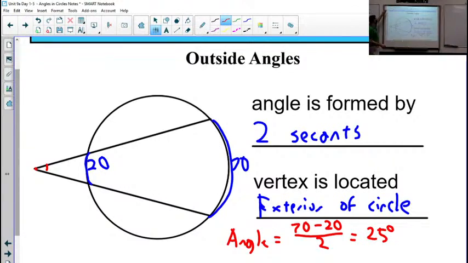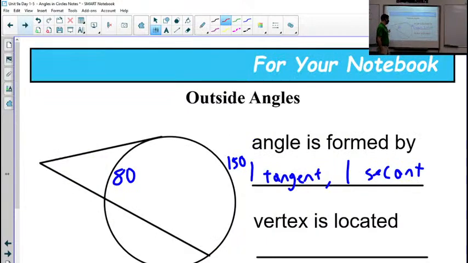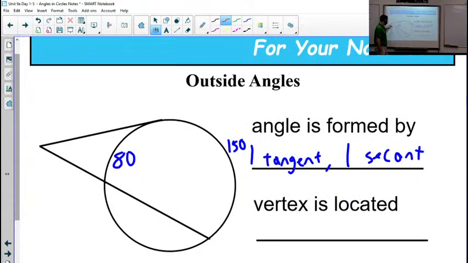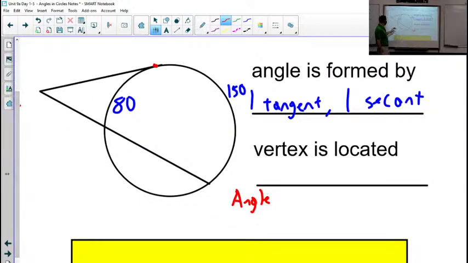Watch it happen again. In this example, one of them is cutting through. It's a secant. But this one is just crossing through the outside. This is a tangent because it's only crossing through at one point. So in this case, the angle, still outer minus inner divided by 2.